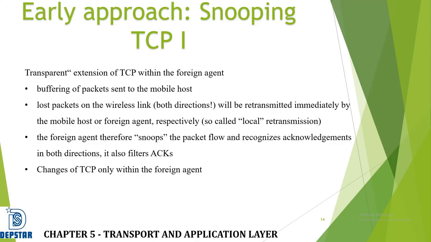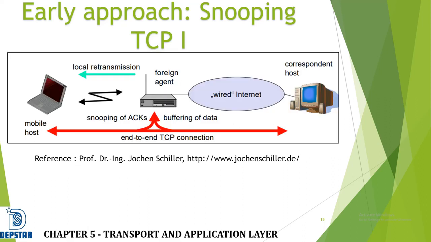In this approach, the foreign agent buffers all the packets with destination mobile host and snoops the packet flow in both directions. This is known as snooping. The reason for this buffering is to enable the foreign agent to perform local retransmission in case of packet loss on the wireless link. The foreign agent buffers the packet until all the acknowledgements are received.